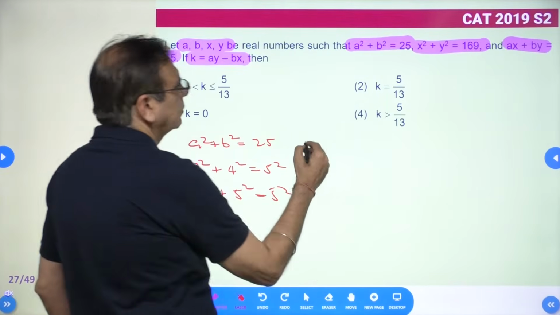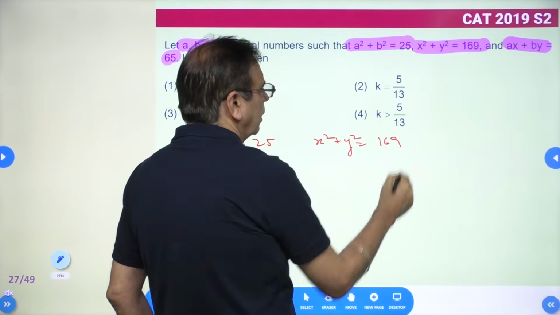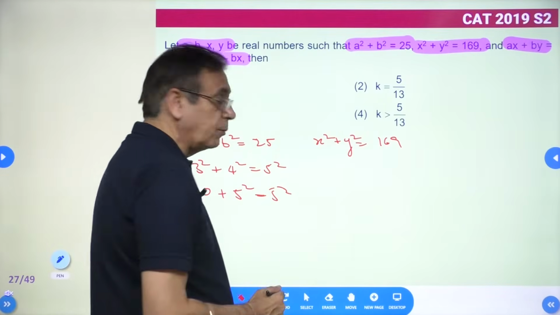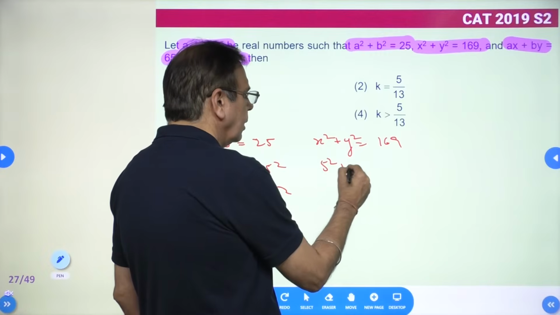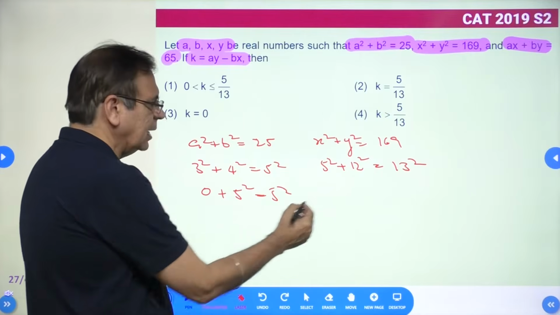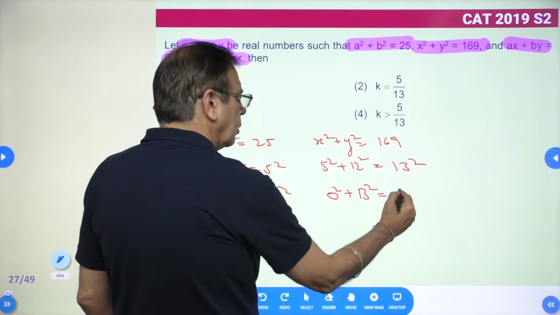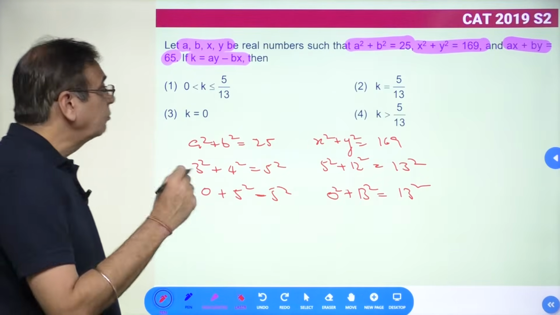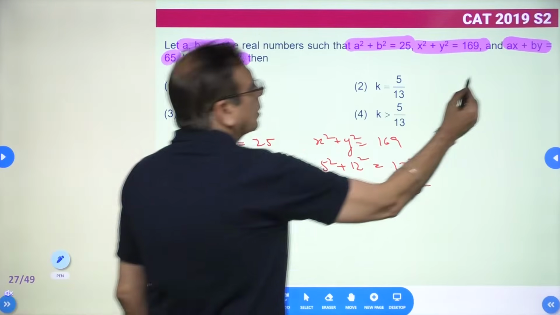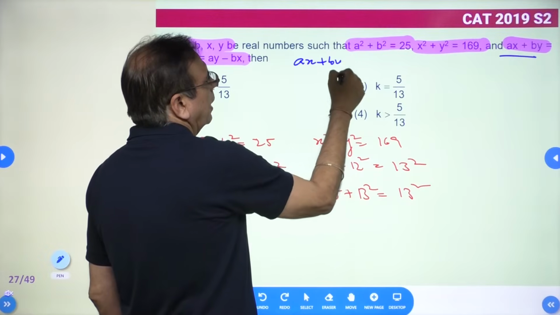Similarly, if you look at X square plus Y square is equal to 169, 169 is 13 square. 5, 12, 13 is a right angle triangle. So 5 square plus 12 square is equal to 13 square. What else? Just like we did this one, this can also happen: 0 square plus 13 square is equal to 13 square. Now which of these cases do we have to take? The case we have to take depends on this. We are given that AX plus BY is equal to 65.